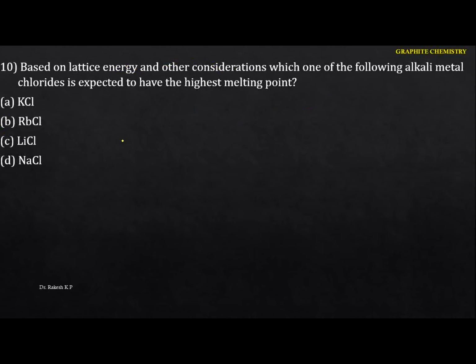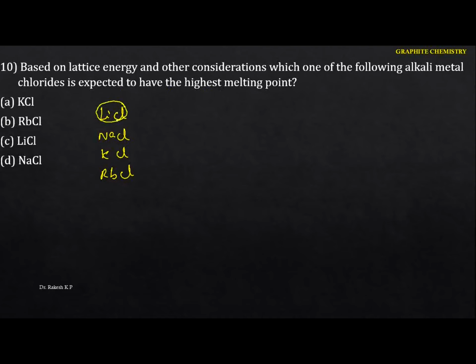Based on the lattice energy and other considerations, which one of the following alkali metal chlorides is expected to have the highest melting point? Okay, so remember one thing, especially in this one. Let me write the first group elements here: lithium, sodium, potassium, rubidium, and next cesium. Let me write the salts here: lithium chloride, sodium chloride, potassium chloride, and rubidium chloride. But you have to identify which one of the following alkali metal chlorides is expected to have the highest melting point.